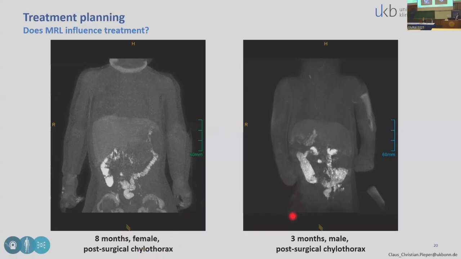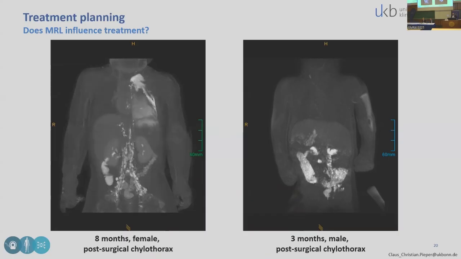More or less the same clinical history, post-surgical chylothorax after thoracic surgery. And in this small girl, you can actually see that there is leakage from the terminal part of the thoracic duct, normal thoracic duct leakage up there. In this case, an embolization or a ligation may be feasible and useful.